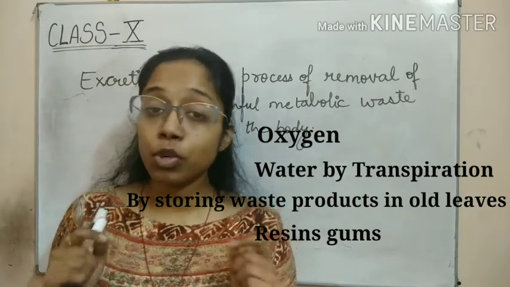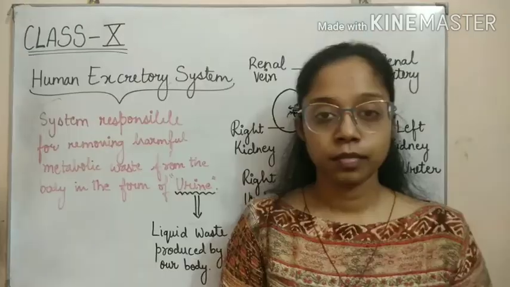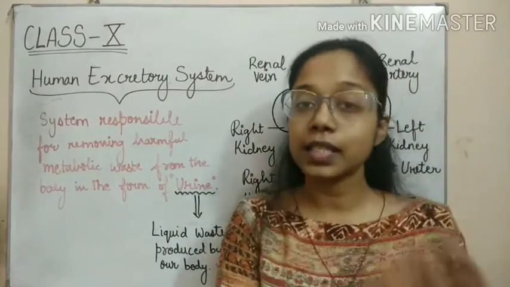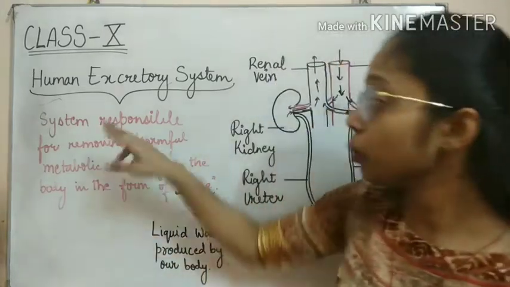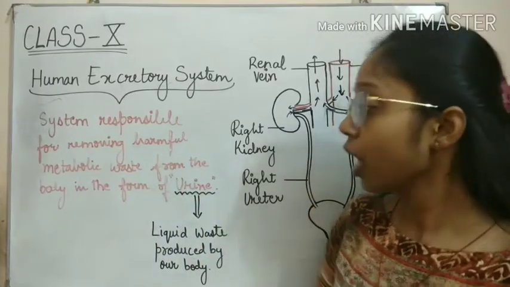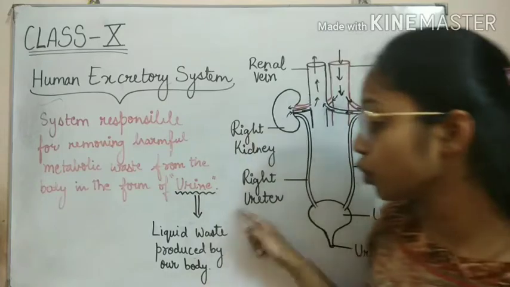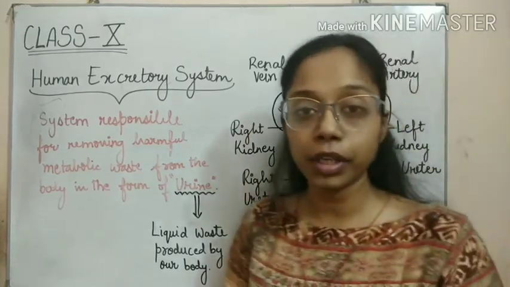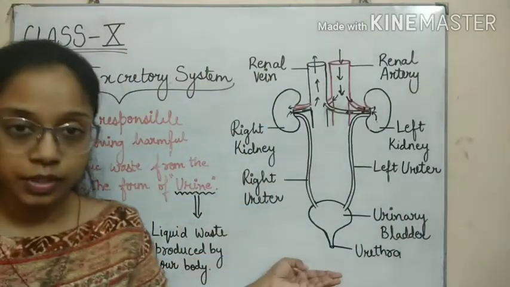But the most important thing for us is to know about us, humans. Now let's understand what the human excretory system is. As excretion is the process of removal of harmful waste from the body, the human excretory system is the system which is responsible for removing harmful metabolic waste from the body in the form of urine. So urine is actually the liquid waste which is produced by our body.